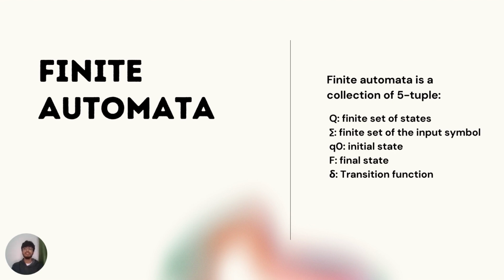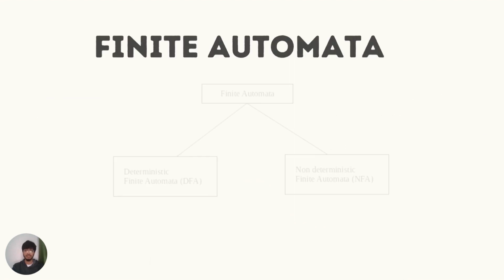We can also represent finite state machines using five tuples. The first one is Q, which is used to represent the finite set of states. Next we have sigma, which is used to represent the finite set of input symbols. Then we have Q naught, which we use to define the initial state. Moving on, we have F, that we use to represent the final state. And lastly, we have delta, which is the transition function.